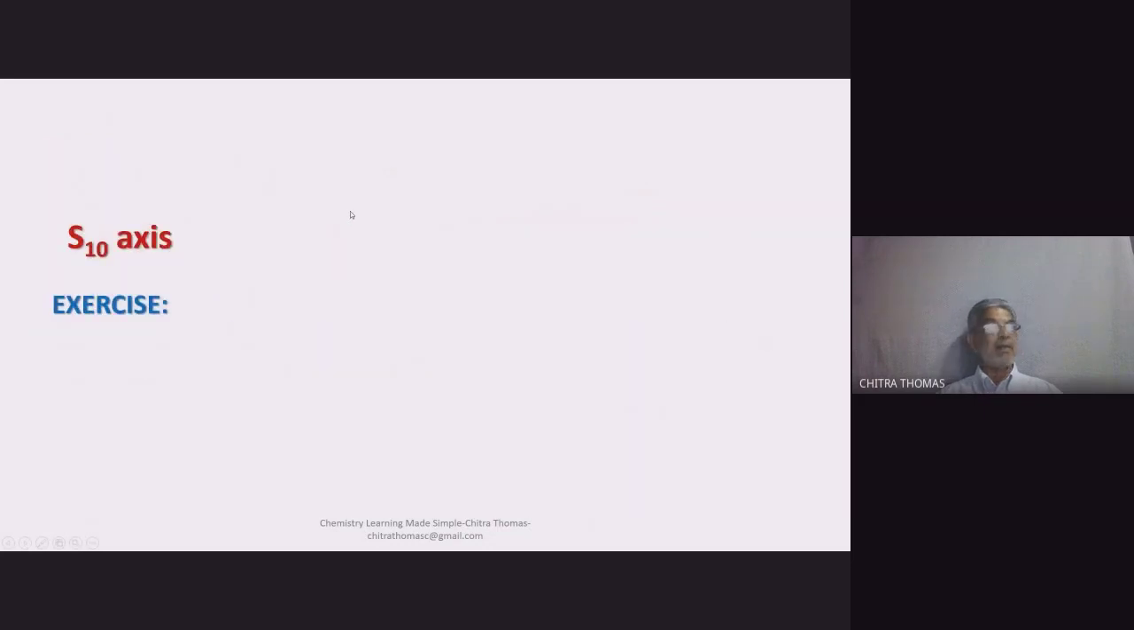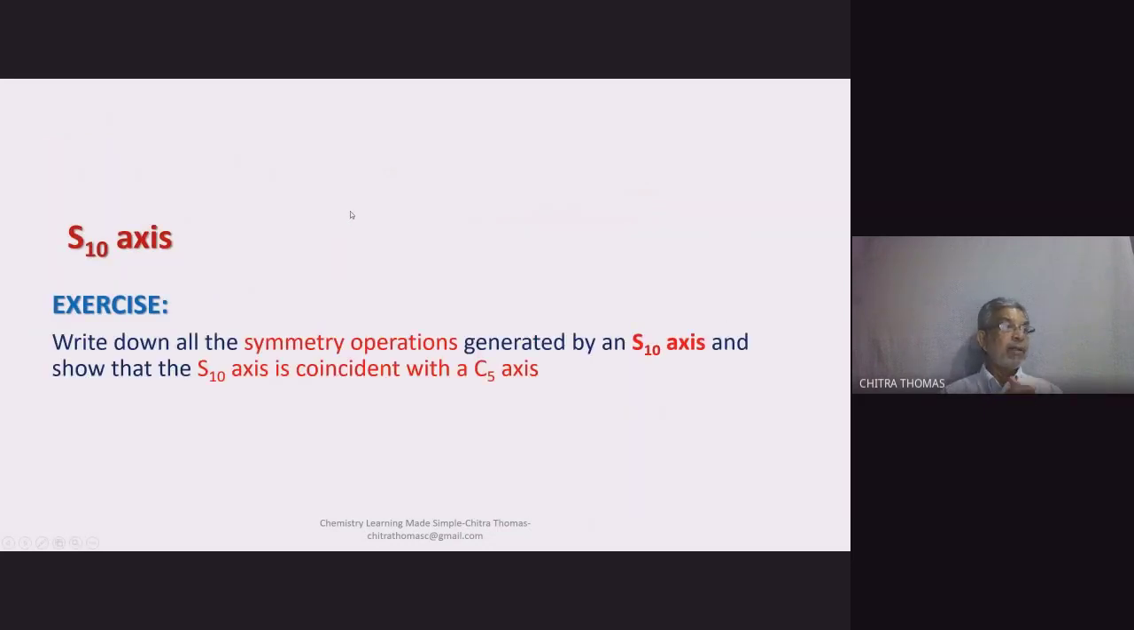Then S10. Write down all the symmetry operations generated by the S10 axis and show that the S10 axis is coincident with the C5 axis. That is, you generate all the 10 operations using the S10. These 10 operations will include the 5 operations generated by C5, namely C5, C5², C5³, C5⁴, and identity.